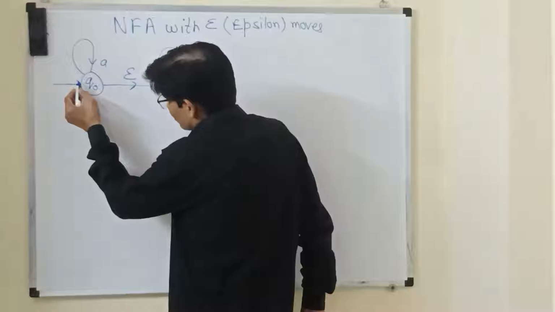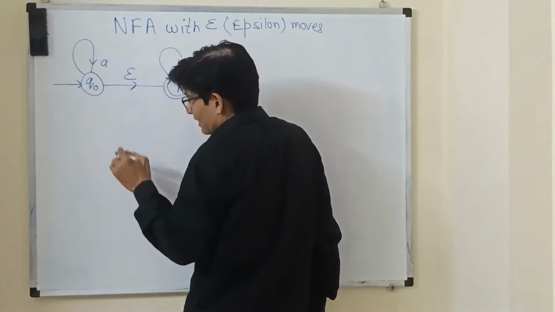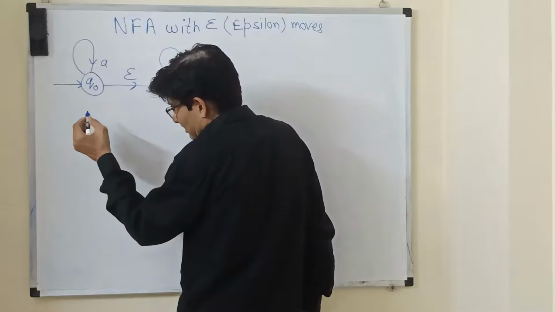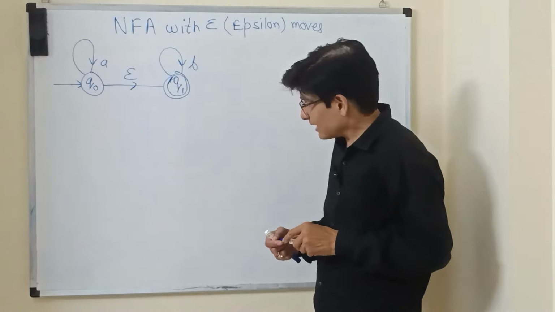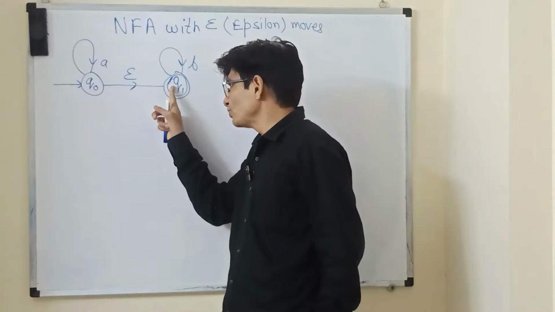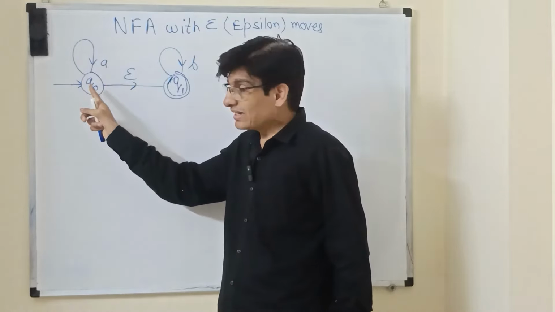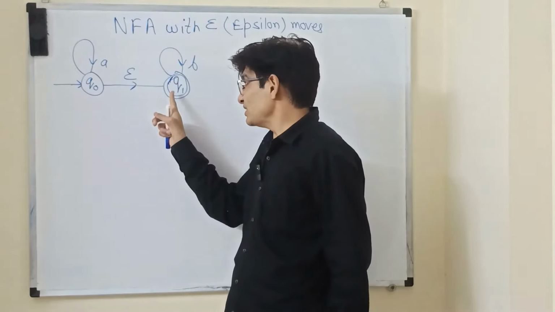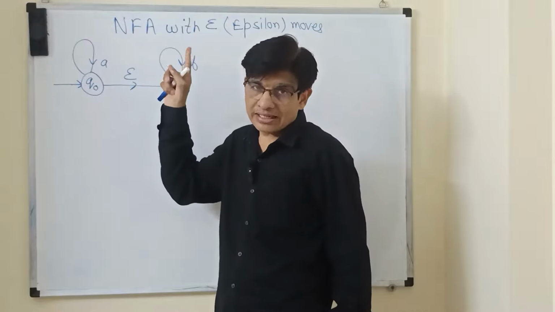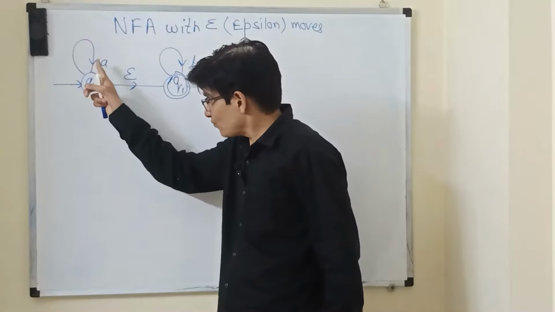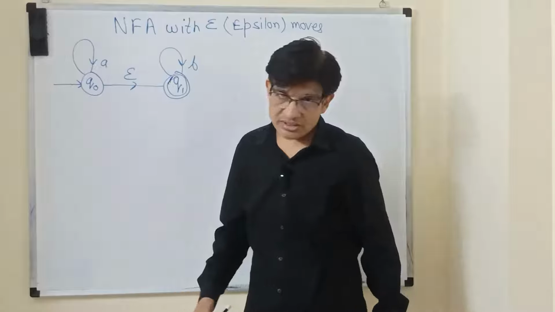So you can see here, as on Q0 we have a self loop of A, we can have any number of A's, followed by any number of B's. But once we have moved to Q1, we cannot go back to Q0, and then we cannot accept A. That means once we get B, we cannot have A. So any number of A's followed by any number of B's, that would be the language of this machine.